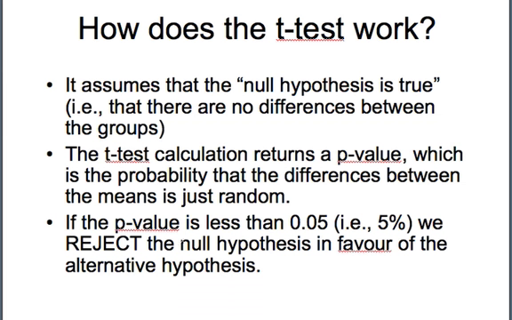Now, if the p-value is less than 0.05, that is 5%, we reject the null hypothesis, i.e. this notion that it's just random, and choose the alternative hypothesis. So let's try an example.